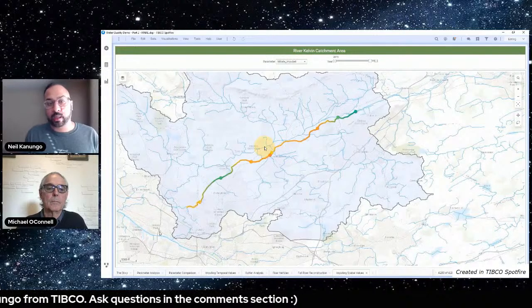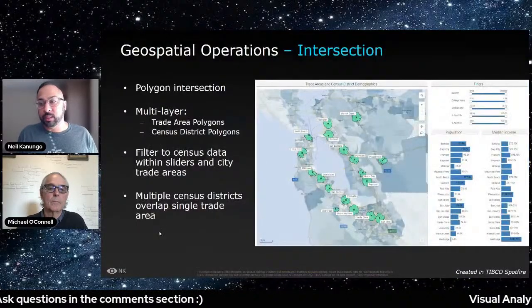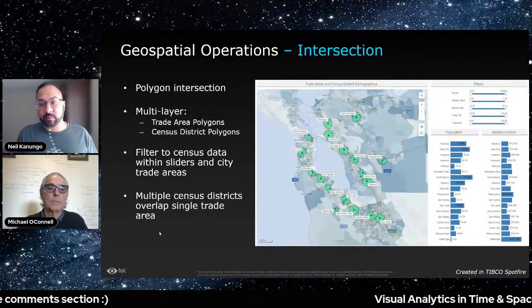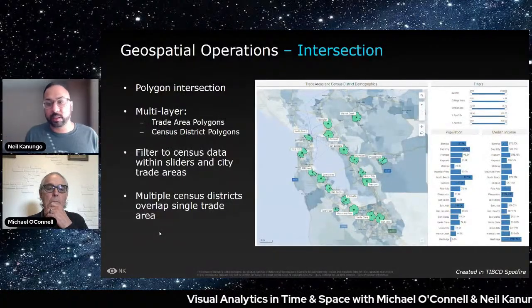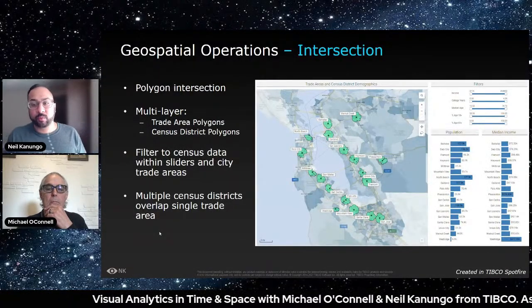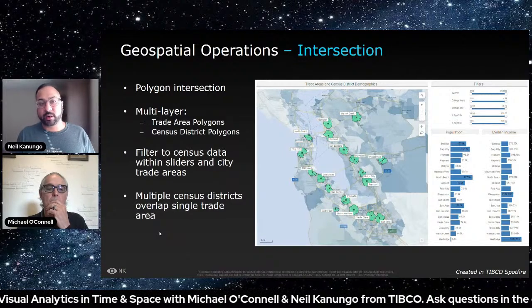So these are all different types of operations. I think I have one more here. Yeah, so this is my last one on spatial operations: intersection. What we have is different trade areas in green.